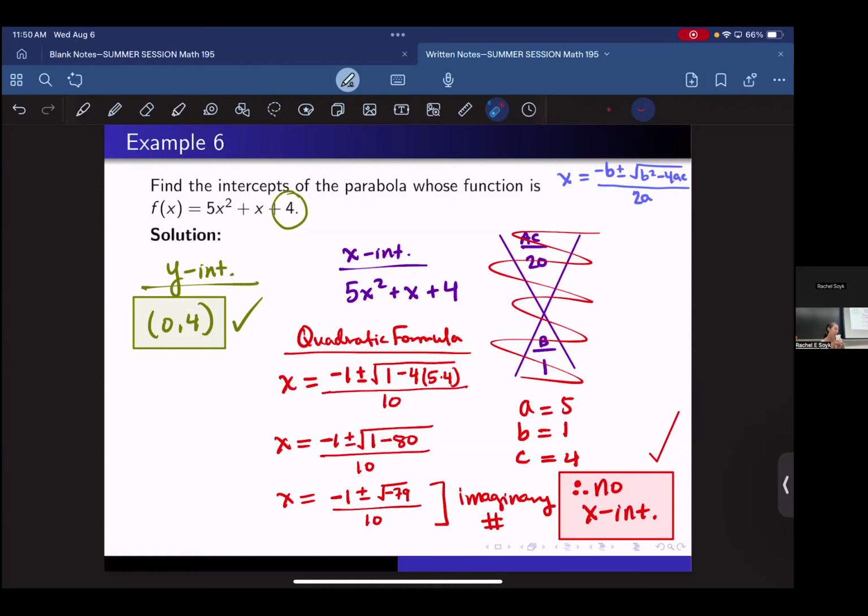You always want to start out with, okay, can you factor it? Because that's the easiest way. And then if you can't, then you're like, all right, quadratic, because quadratic will always get you the answer. It's just you never want to lead with quadratic because it's more tedious.